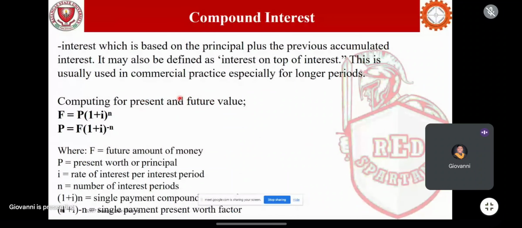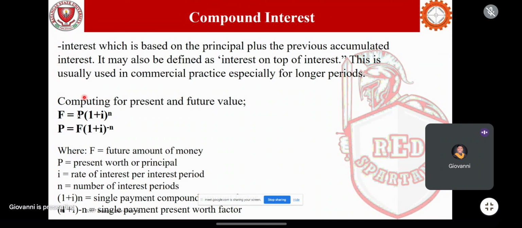So, proceed tayo sa next part of interest, which is the compound interest. Kung kanina, simple interest, sabi ko nga, yun po yung pinakamadaling formula natin. You just have to multiply yung I kay N, then add 1 times yung present worth for the future worth. Ngayon, for compound interest, interest which is based on the principal plus the previous accumulated interest, may also be defined as interest on top of interest. So, this is usually used in commercial practice, especially for longer periods.